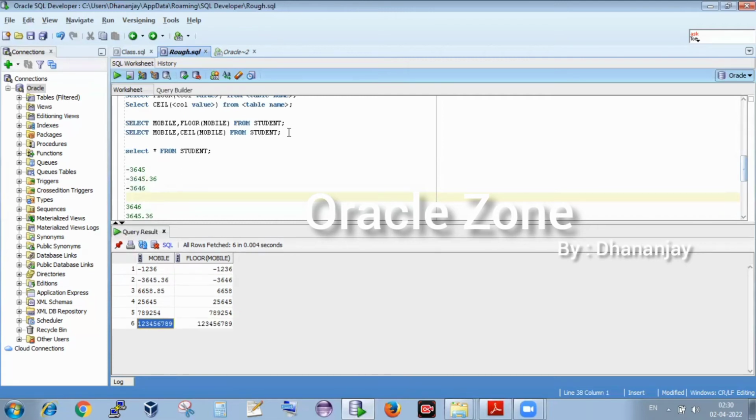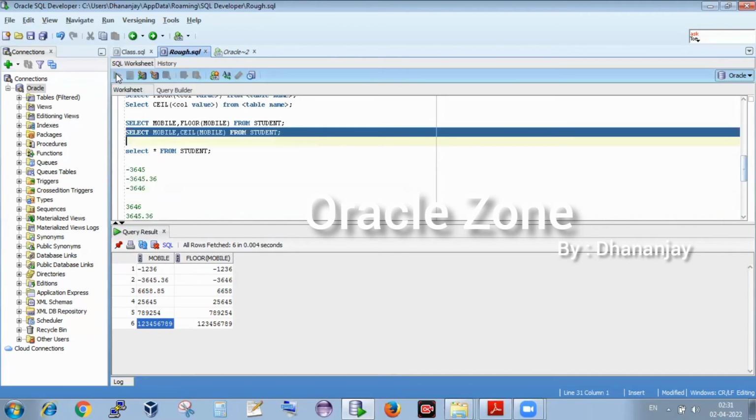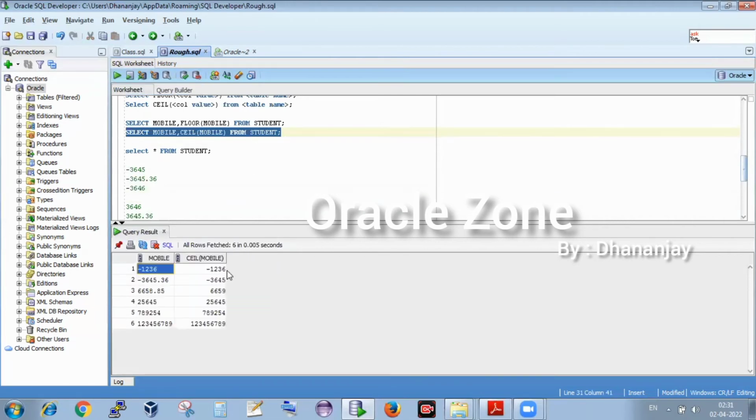Okay, now checking with the ceil values, it will give the nearest maximum value. A complete integer value will be as it is. See, 3645, as I said, in comparison to 3645, this is a greater value, this is the lowest value. So when I executed the floor, this output was coming. You can compare here. Let's execute this one. Yeah, this is our actual value. This is our greater value. This is our lowest value.